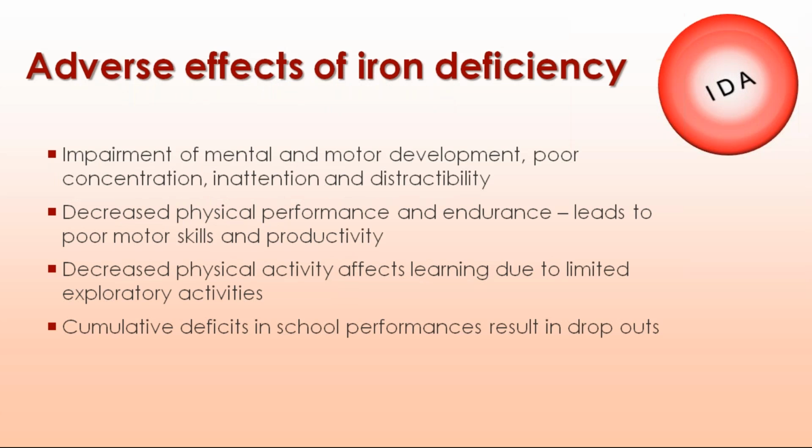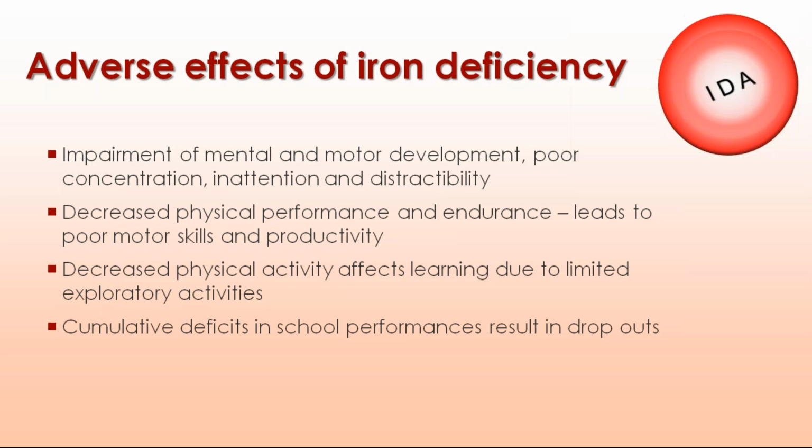What happens if the iron is deficient? It is mainly the impairment of mental and motor development, poor concentration, inattention, distractibility. These children, especially in the growing age, the growing neurological tissue requires iron for its proper functioning. Their physical performance limits have diminished because the oxygen carrying capacity is reduced and the endurance has decreased. That's why he doesn't want to play. The motor skills and so the productivity. The child cannot do his normal activities. That's why he always goes and sits someplace. He cannot take part in strenuous exercises, sports, and all this.